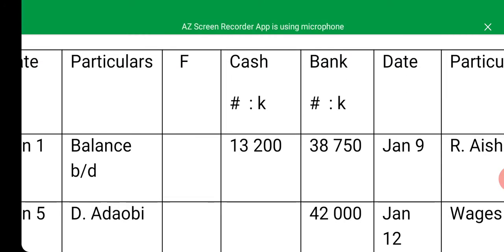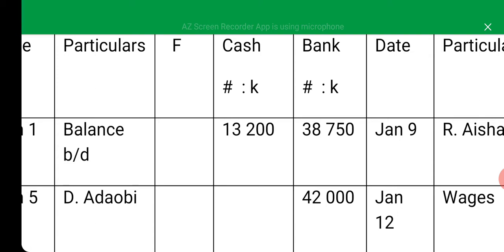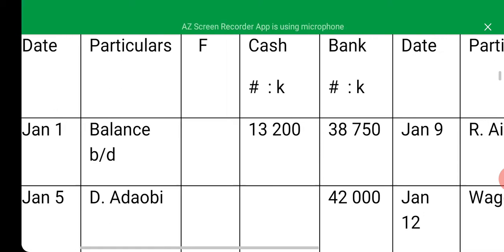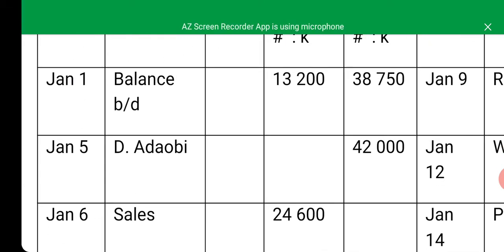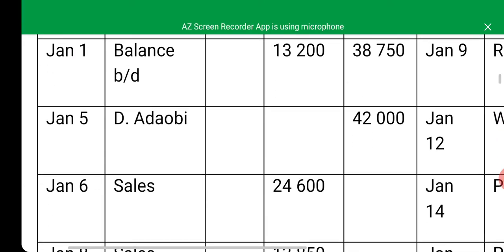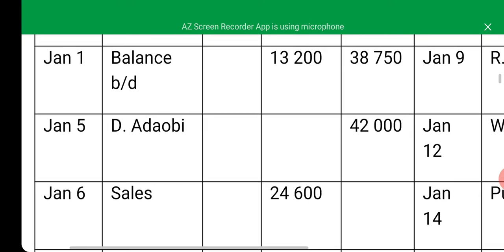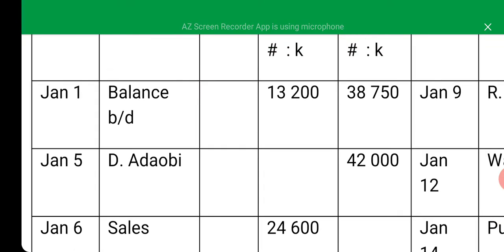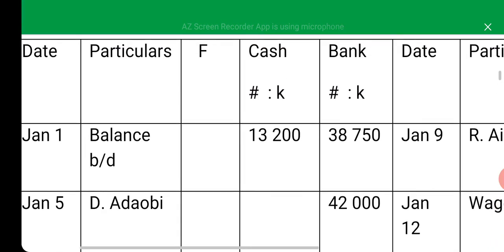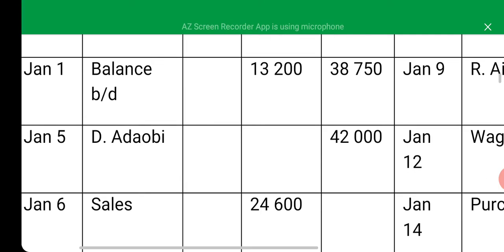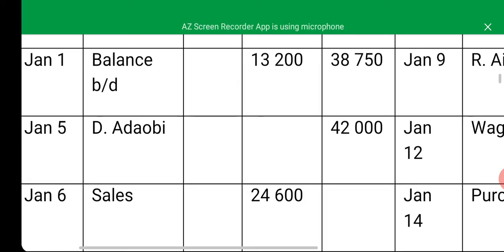The one in hand in office will be recorded in the cash column as 13.2, as we can see, and the one at bank will be recorded in the bank column of the debit side of our cash book. On January 5, Adaobi issued a check to the organization and was paid in. Because it is a check that is paid into the organization, it will be recorded in the bank column and not cash, because it is not cash that was given.